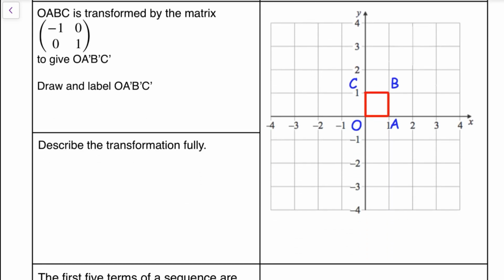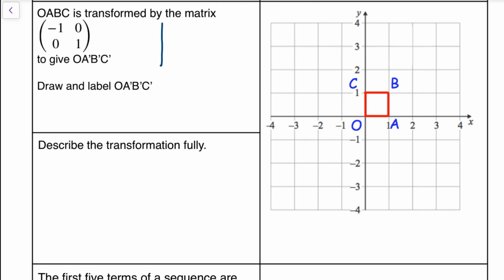Next question. OABC is transformed by the matrix to give OABC, draw and label. Now, what you could do is go through the process of multiplying this by all the coordinates, 0, 0, 0, 1, 1, 0, 1, 1, or, which is what I'm going to do, let's think about what this matrix is actually doing.